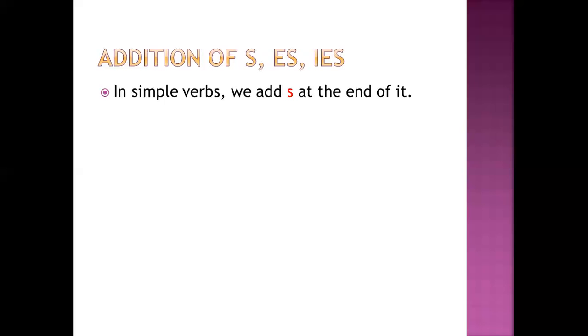Now, we know the time when we should be adding s, es, or ies with the subjects, and of course they are the left-hand subjects: he, she, it, or a singular name. But how would we be deciding when to add s, es, or ies? Yes, this slide is going to help you, as I will try to simplify when to add s, es, or ies. In simple verbs, we add s at the end of it.